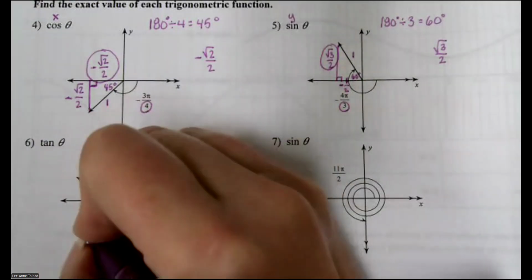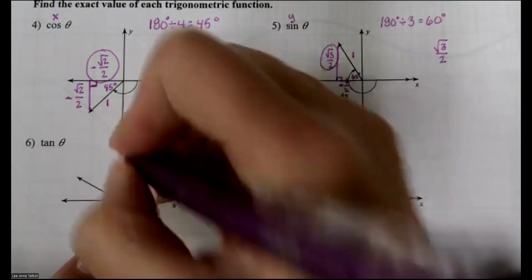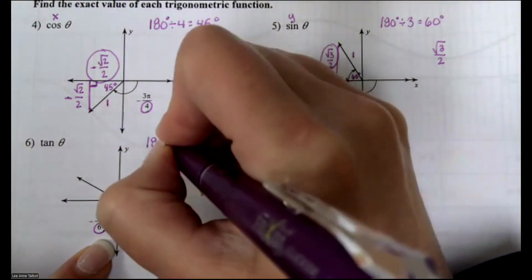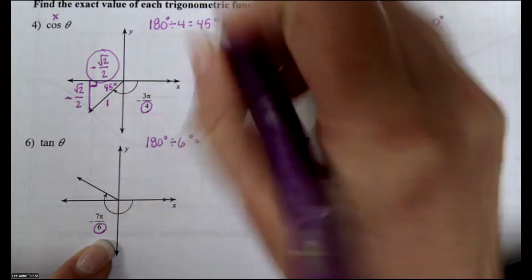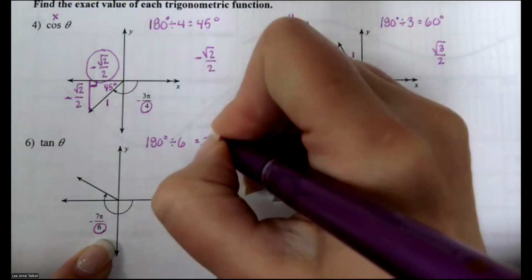Okay, number 6. 6 denominator, 180 divided by 6. 6 degrees? What am I doing? 180 divided by 6 is 30.